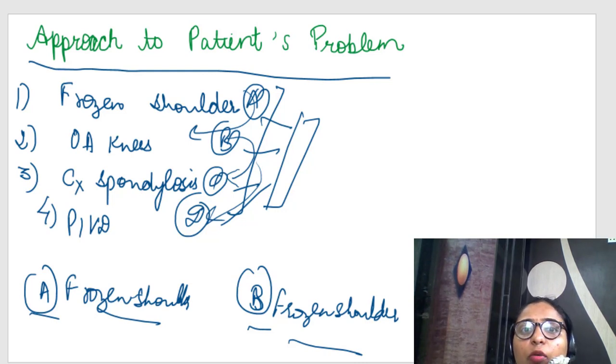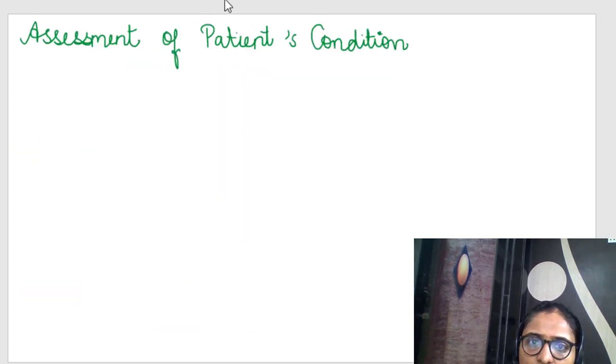So we approach the patient's problem differently. Every patient or every individual is different, so we have to treat him or approach him with a different approach, right? Clear? So to do that we need to assess the patient. We have to make a detailed assessment of the patient: what is the condition, what are the requirements of the patient, how we have to approach the treatment, and how the patient is responding to the treatment.